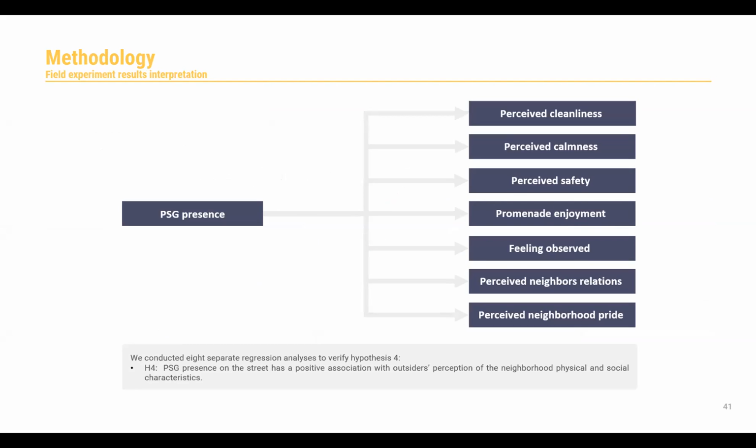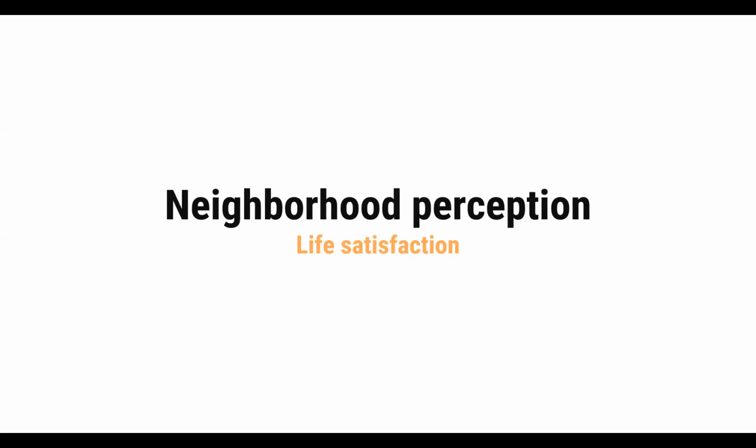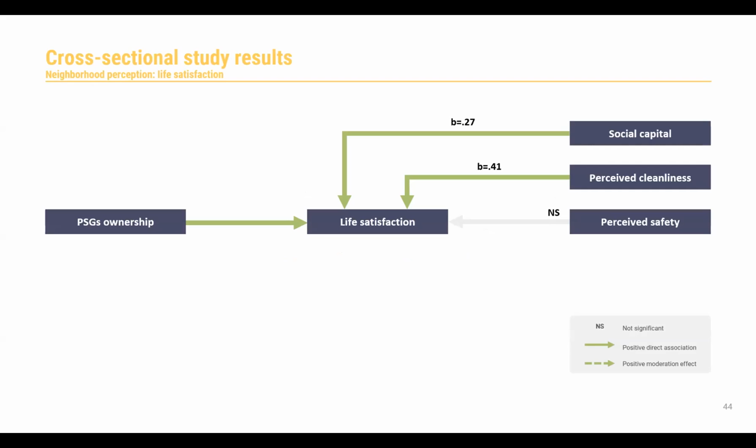For the second study, we conducted 7 regression analyses to measure the outside visitors' perception of streets with PhDs compared to streets without PhDs. So in total, we conducted 19 analyses in this study. However, due to time considerations, we will present only the significant results, negative or positive. Let's start now with the neighborhood perception findings, life satisfaction.